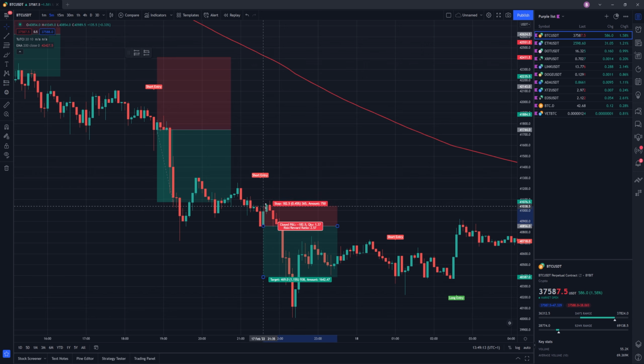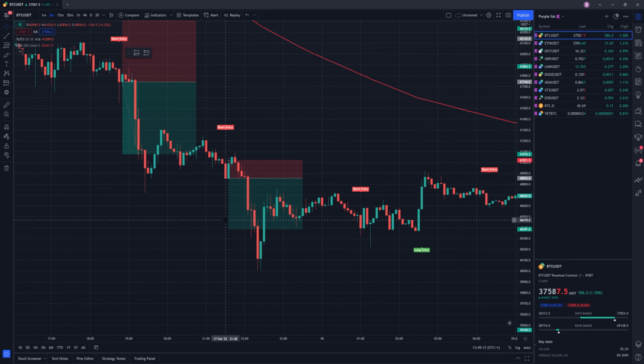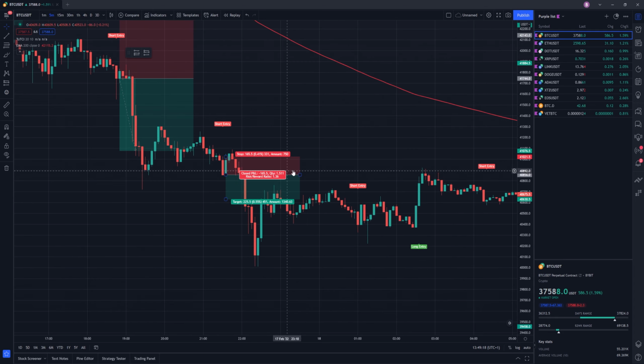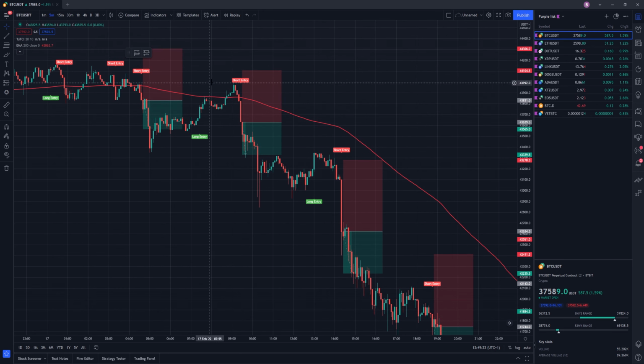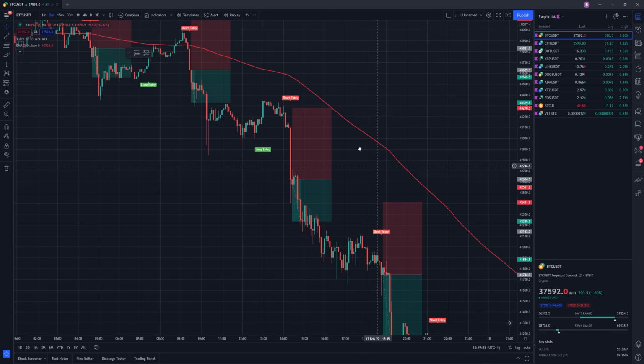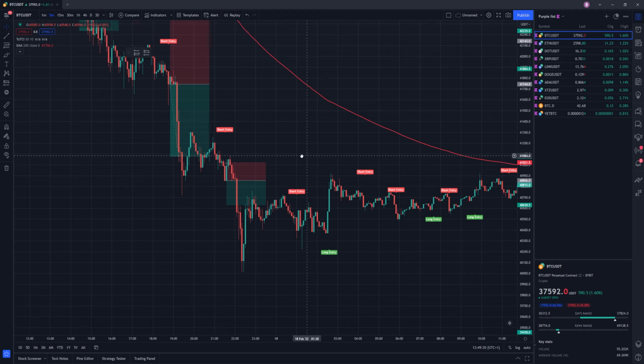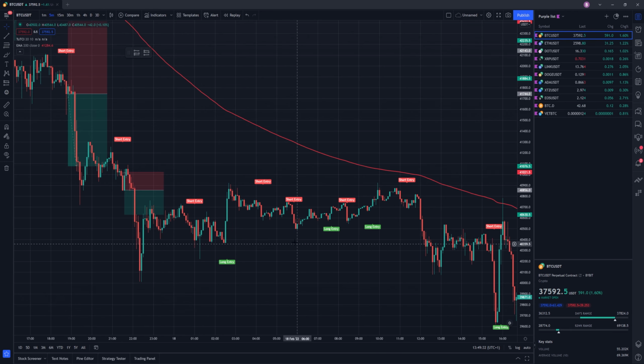Let's see, look, this one would have stopped you out because you have a small margin on the stop loss, but that's fine. And this is the first one. 1, 2, 3, you already took 4 trades and you should stop. Then it's going to be tougher.